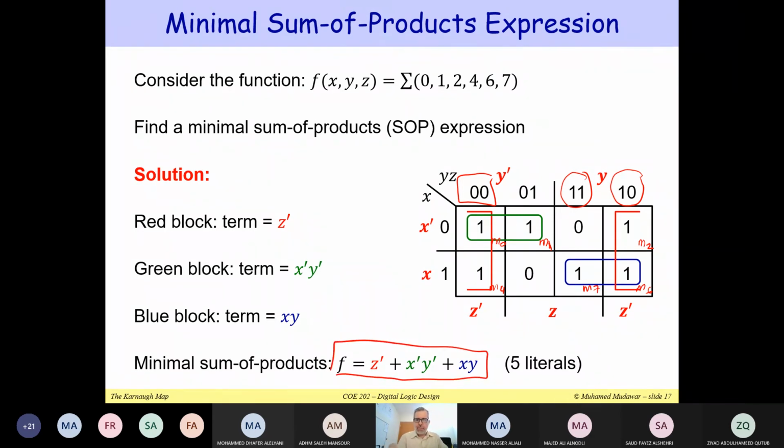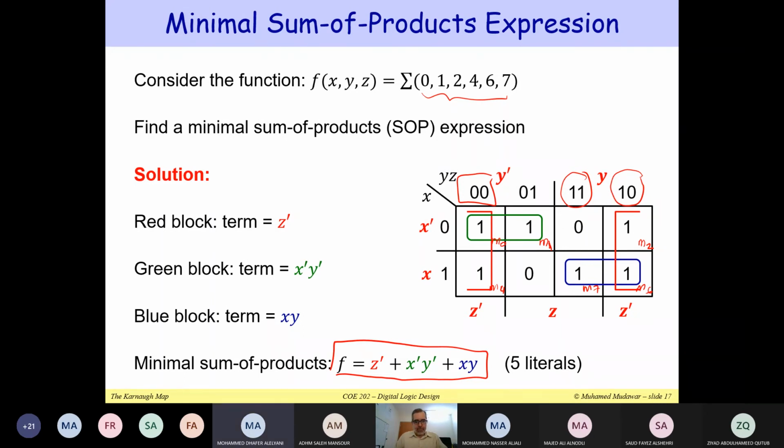Now, how many midterms do we have here? We have 6, right? So if I would like to write it as a sum of midterms, I will get 18 literals, but I was able to reduce to 5. I can guarantee that this is a minimal sum of products.